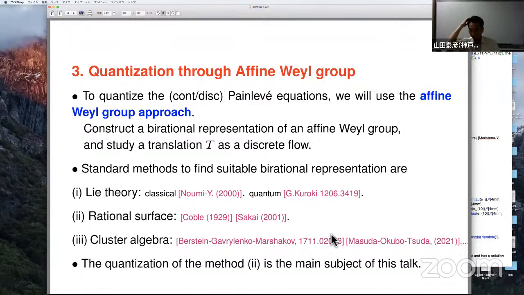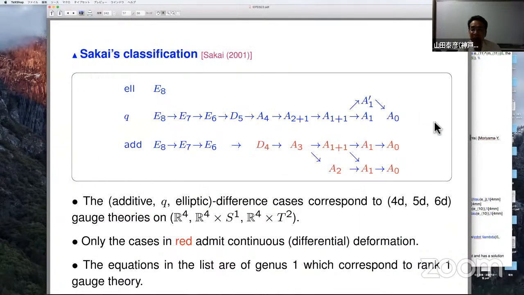So we want to quantize these theories, and in the discrete case, the corresponding conformal field theory is not well studied up to now. So we will consider another method, that is a geometric algebraic method based on the affine Weyl group.